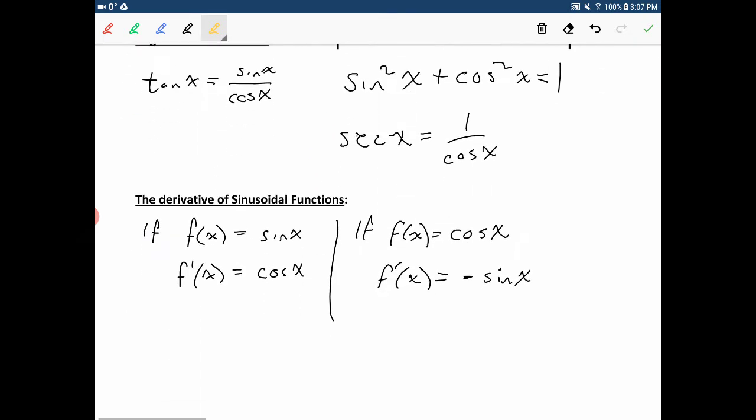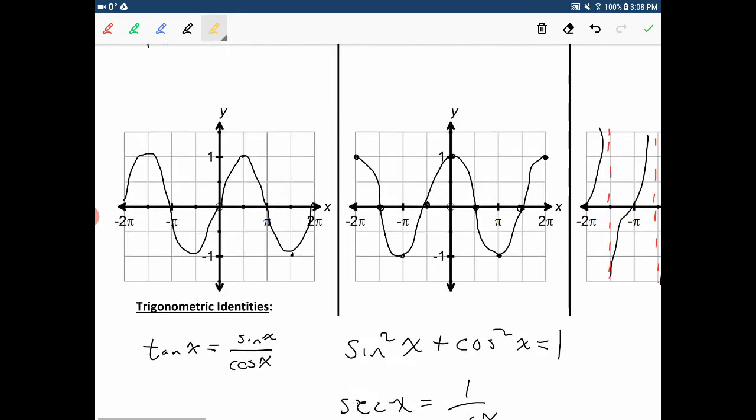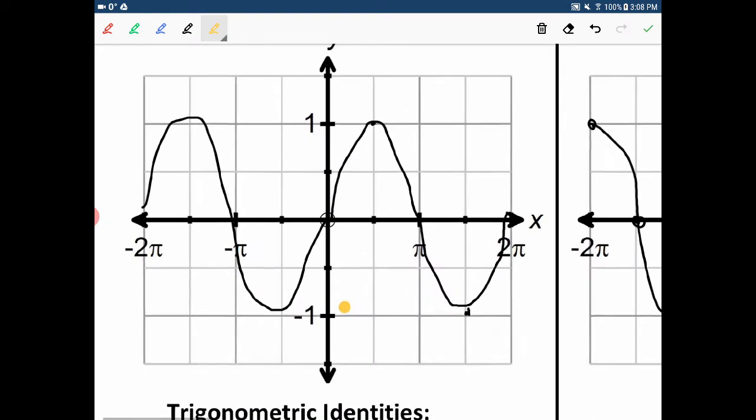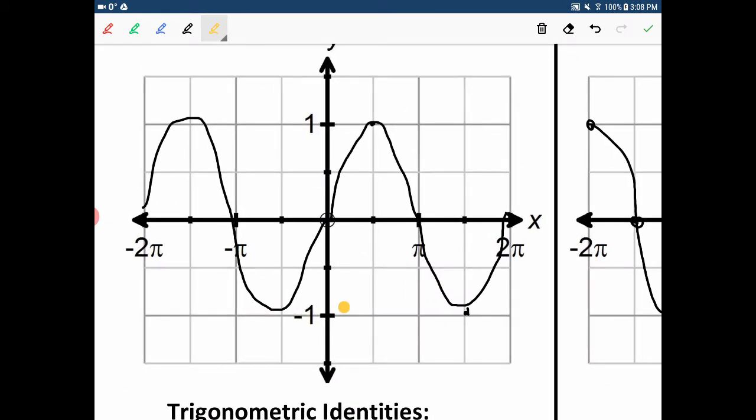So let's take a look at the derivative of sine and cos. The gist of this lesson hinges around the fact that the derivative of sine is cos, and the derivative of cos is negative sine. Now, we can jump up here and I can show you why that is.